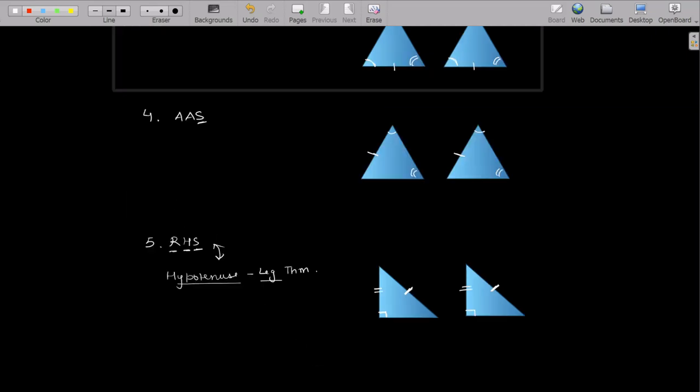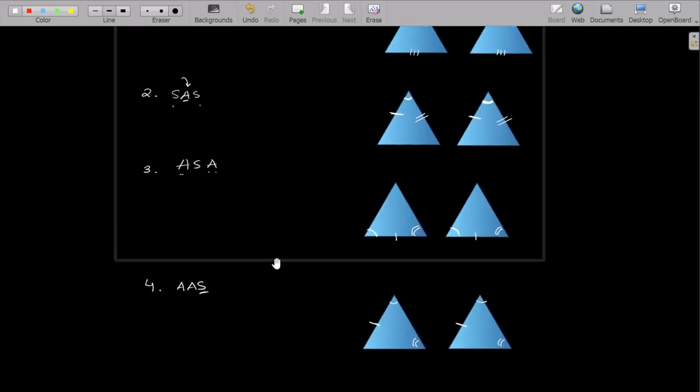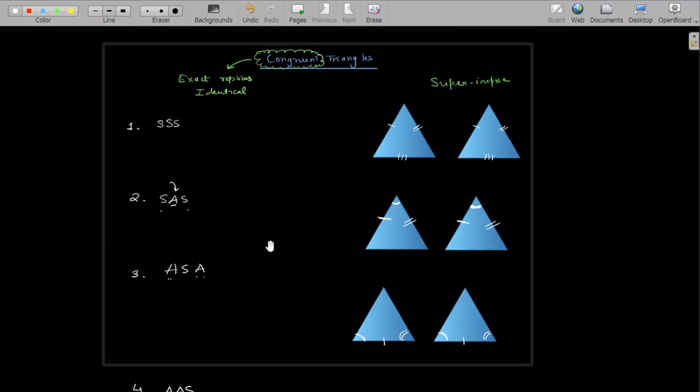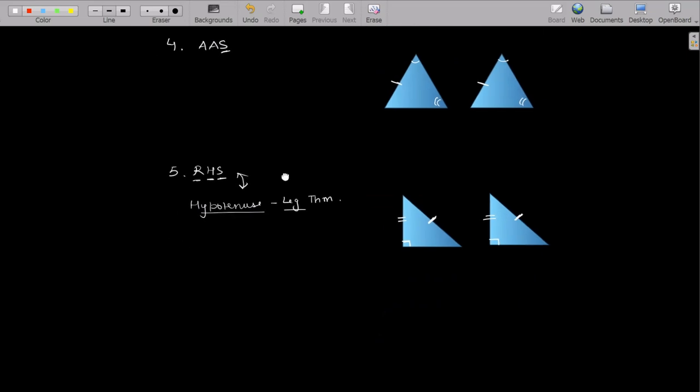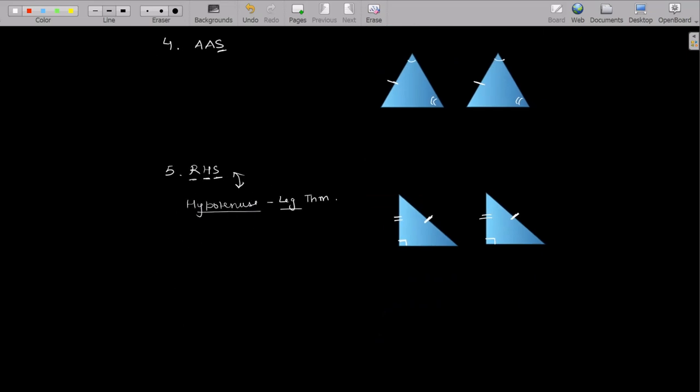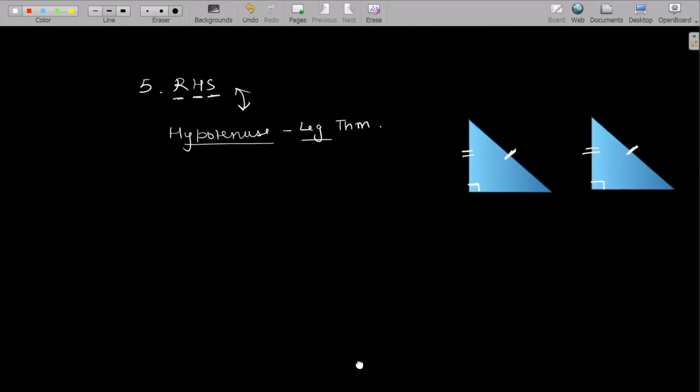Okay, Anushka, so these are the 5 rules that allow us to prove any two triangles congruent. You will not get a direct question based on this, but you could get an indirect question. And just one thing, have you heard of CPCTC? No.